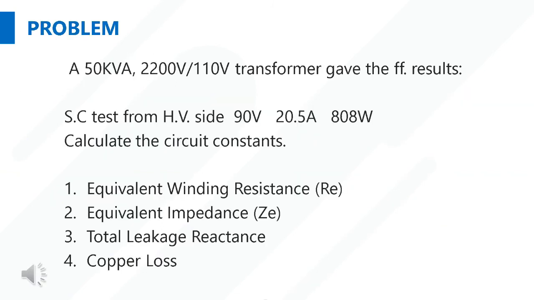So, for the next problem, a 50 kVA, 2,200 volts, 110 volts transformer gave the following results. Short circuit test from HV side. So, yung nabasa ng voltmeter natin is 90 volts. Yung nabasa ng ammeter natin is 20.5 ampere. And for the wattmeter, 808 watts. So, calculate the circuit constants, which is the equivalent winding resistance, equivalent impedance, total leakage reactance, and the copper loss.